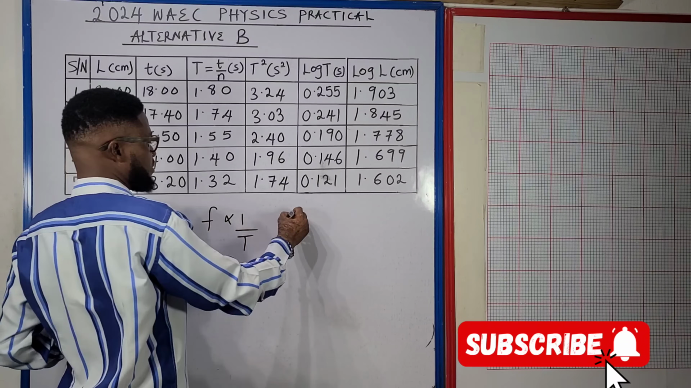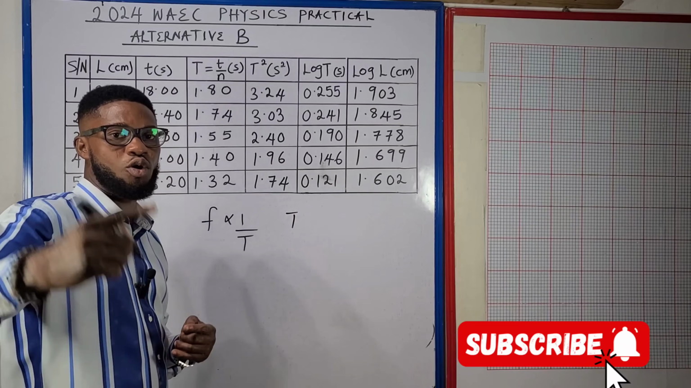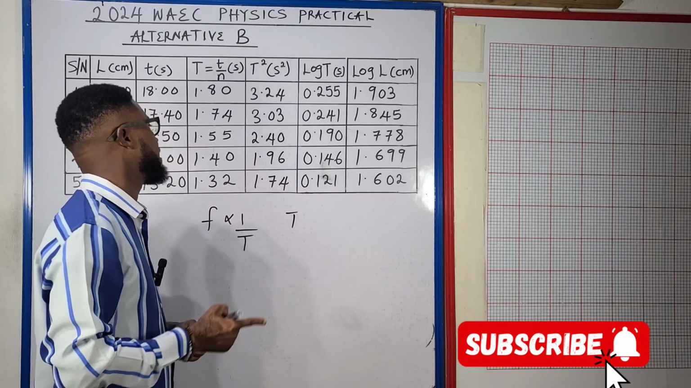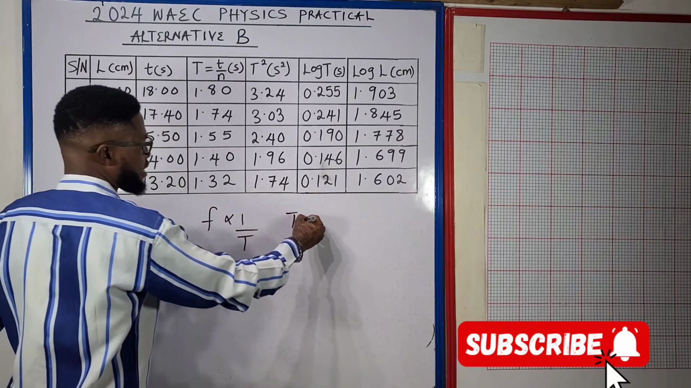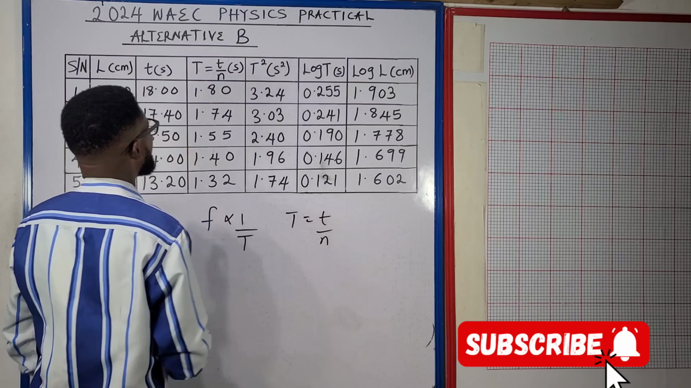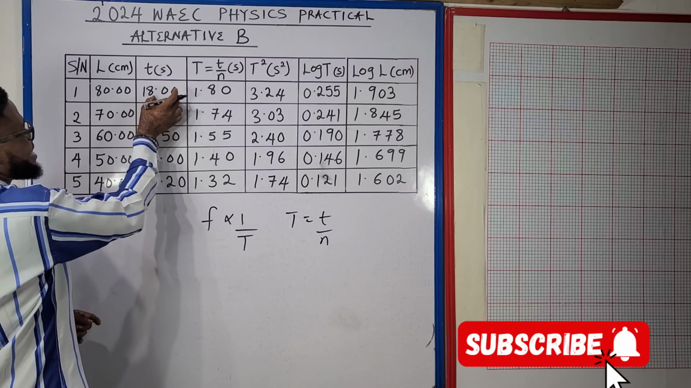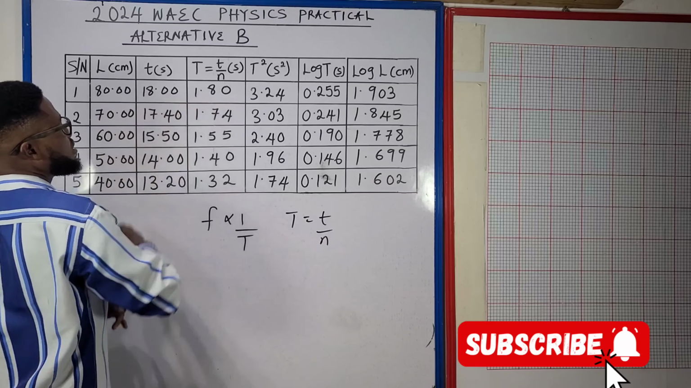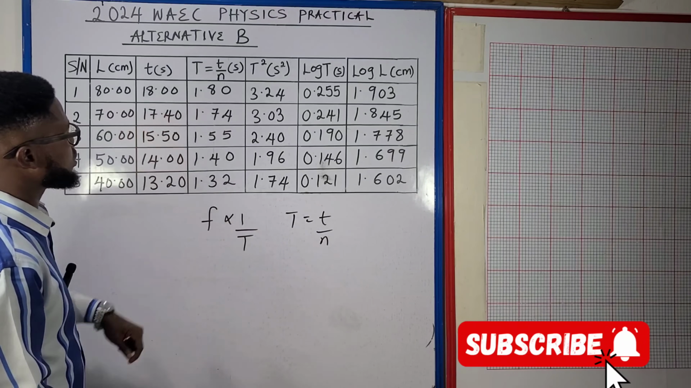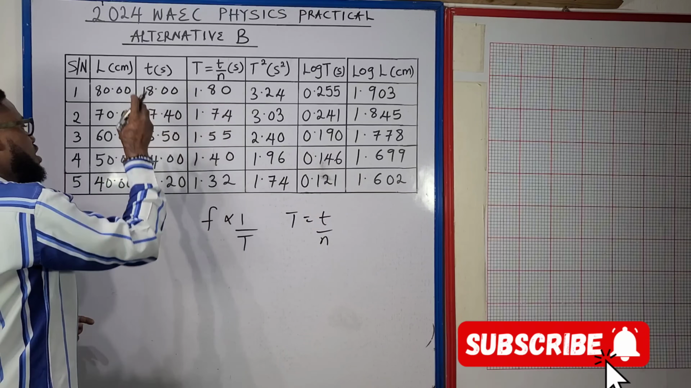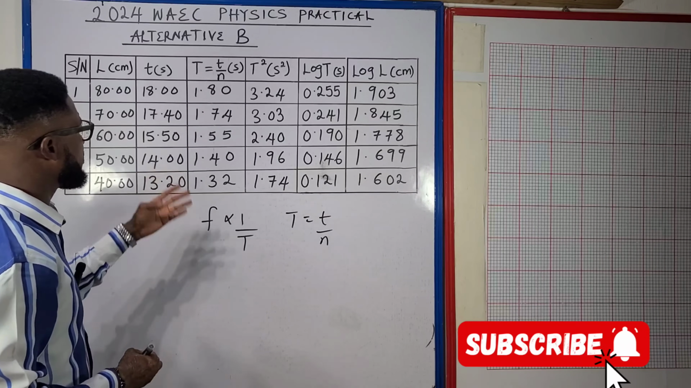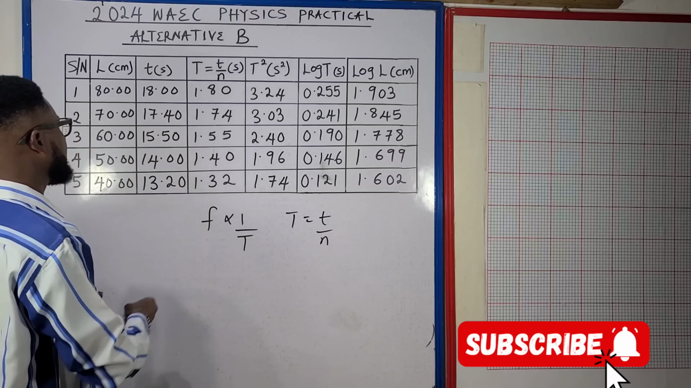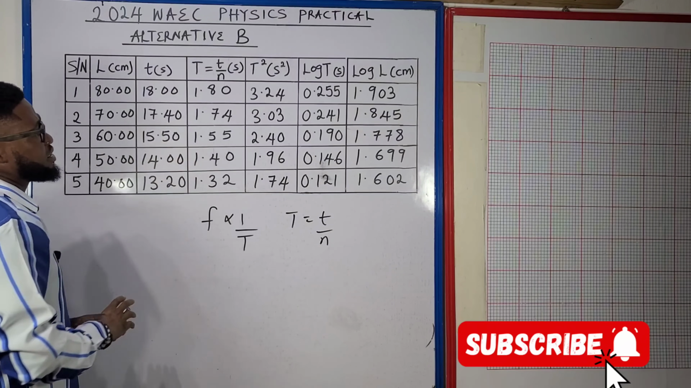Also, not to forget that the period, that's the time it will take to complete one cycle, one to and fro movement, is the total time taken divided by the number of oscillations. So if we divide this 18 by 10 complete oscillations, 18 divided by 10 is 1.8. 17.40 divided by 10, 1.74. 15.50 divided by 10, 1.55. 14 divided by 10, 1.4. 13.20 seconds divided by 10, 1.32 seconds.